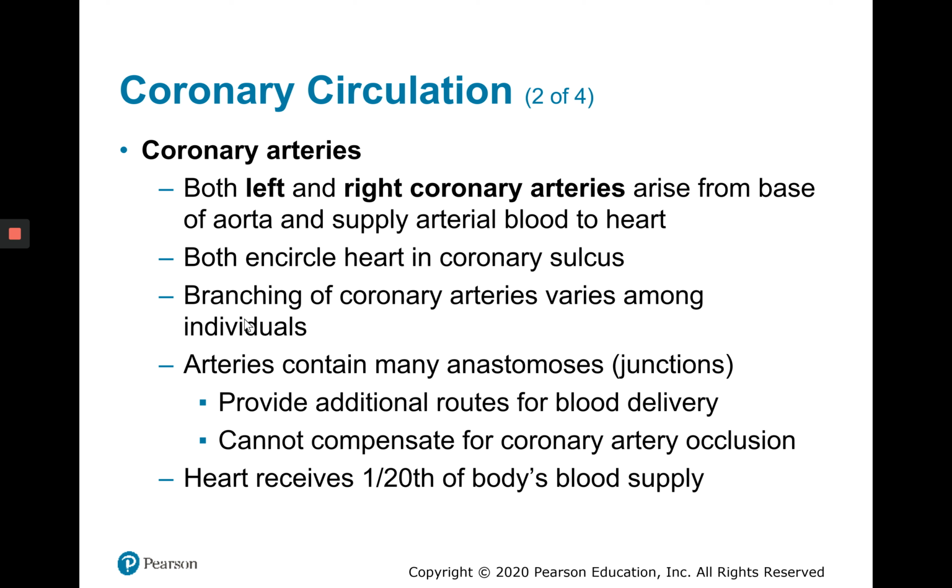However, there are not as many arterial anastomoses as there are venous anastomoses, so usually a coronary artery occlusion cannot be compensated for 100% of the time. The heart is very important as an oxygen-giving component of the cardiovascular system. It's going to make sure that the pulmonary and systemic circuits run smoothly, that they have the pressure they need in order to pump blood throughout your body. The heart receives about 1/20th of the body's blood supply itself. So we're talking there about the myocardium.